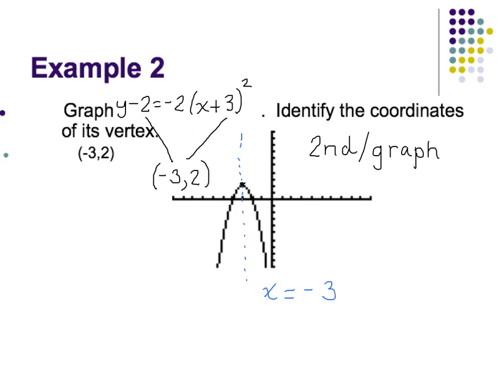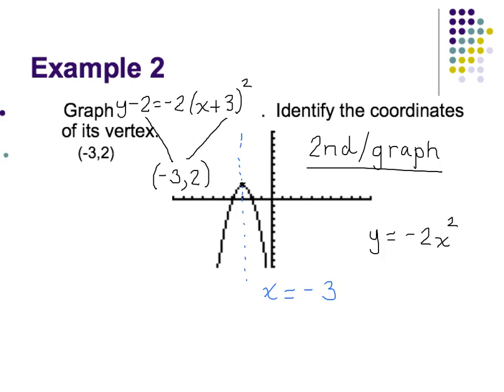And again, if you recognize from the equation that the vertex is at negative 3, positive 2, then when you go to second graph, you'll be able to find other points on that parabola that you can plot on both sides of that vertex when you're asked to do this on paper, which you will be asked to do.